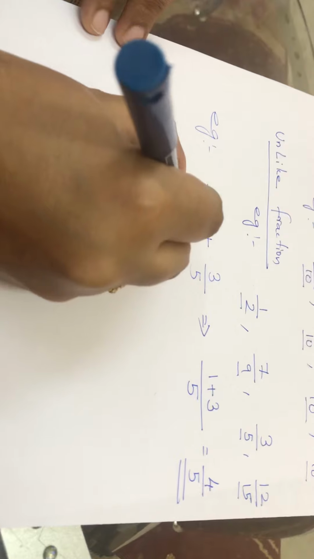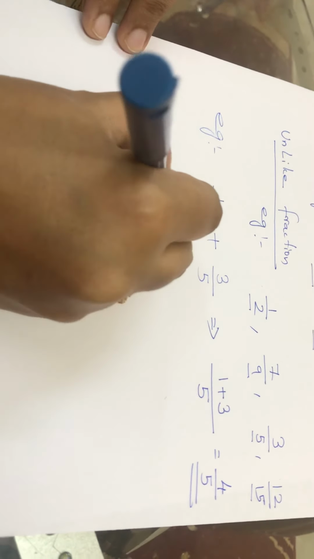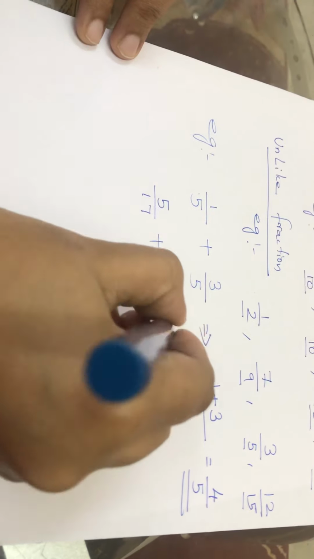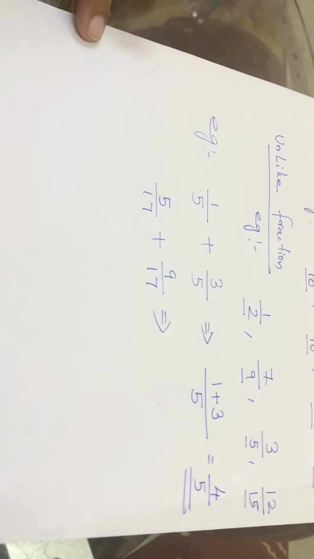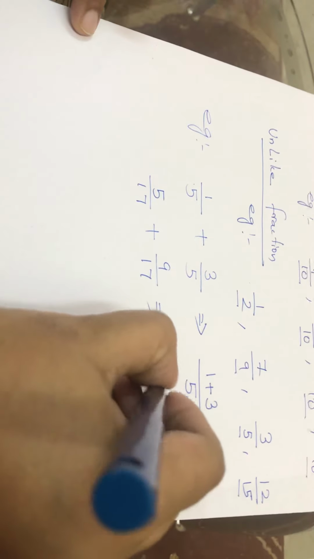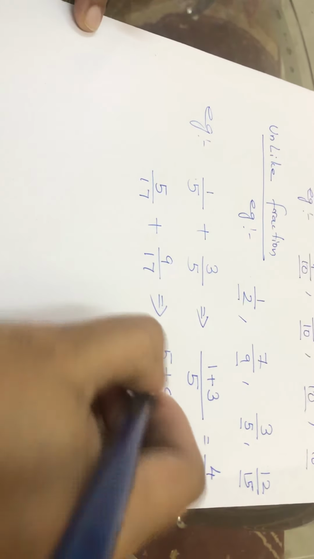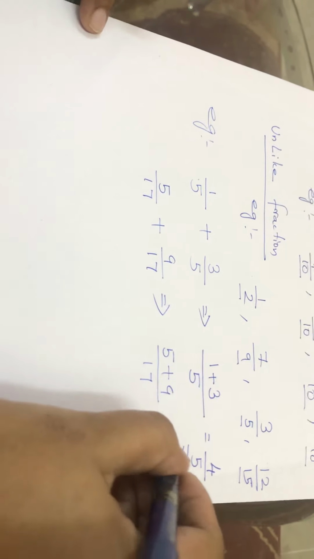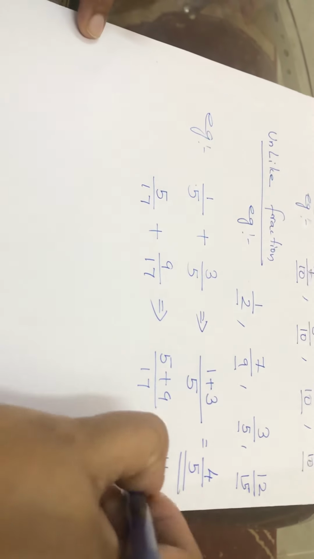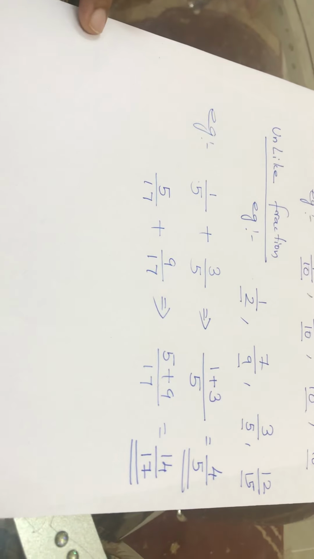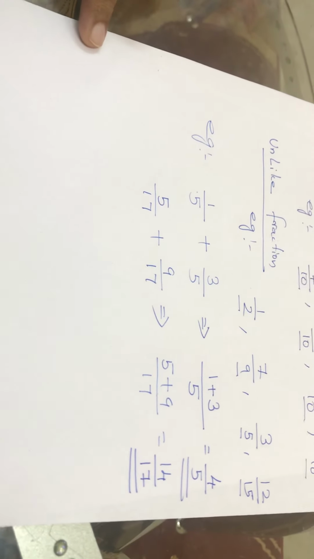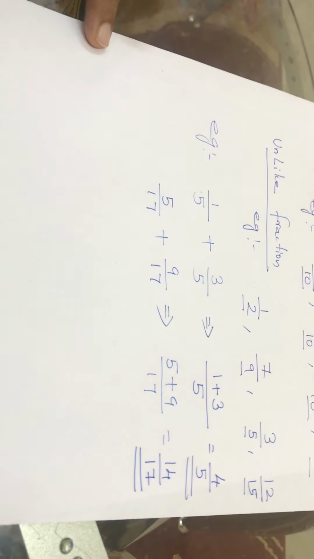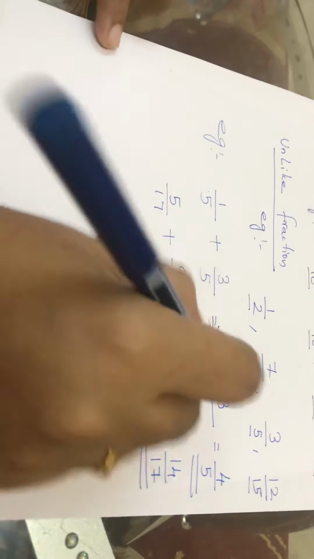Another example: 5 by 17 plus 9 by 17. In this example also, 5 plus 9 divided by 17 is equal to what? What is 9 plus 5? It is 14 divided by 17. So I think this is clear for you. When you add like fractions, just add the numerators and keep the denominator common.